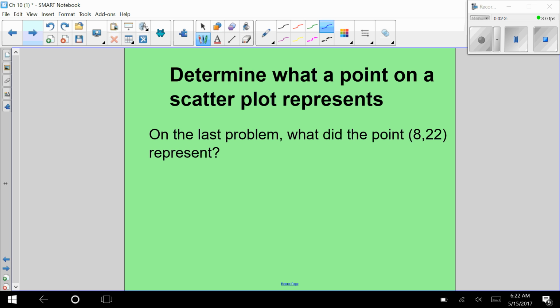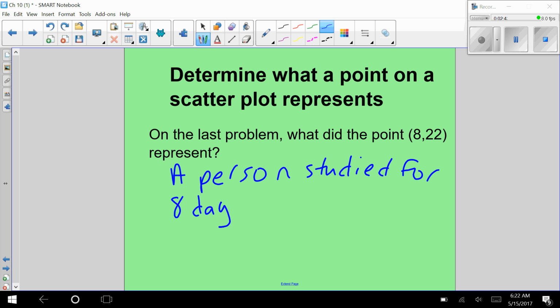Now using that scatter plot, we want to determine what the point 8, 22 meant. Well, if it was 8 on the x-axis, that means that this person studied for 8 days. And at 22 means that they scored 22 points.